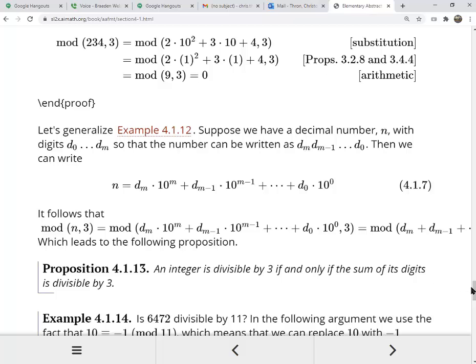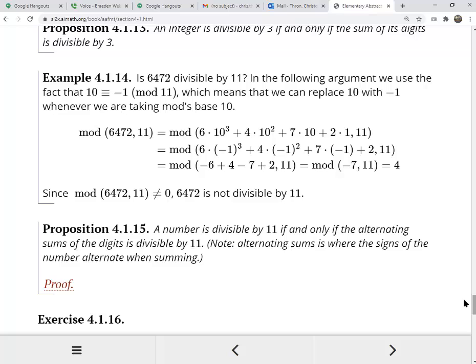All right. So you may or may not know there's a similar rule for 11. Is 6472 divisible by 11? Let's do the same thing. We want to take the remainder of 6472 mod 11. So let's take its remainder. We break out the 6472 in decimal representation. But what is 10 mod 11? The remainder of 10 mod 11, well, it's 10, but it's modular equivalent to minus 1. So that's kind of a trick, right? 10 and minus 1 are modular equivalent. So I can replace the 10 with minus 1 and not change anything.